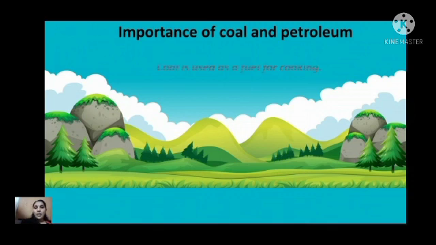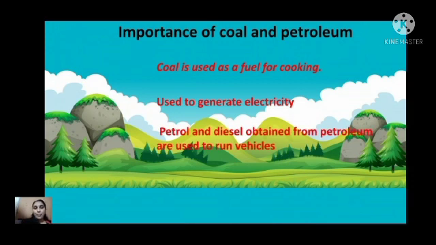Next we have to discuss the importance of coal and petroleum. First, coal is used as a fuel for cooking. And it is also used to generate electricity. The two fuels we get from petroleum are petrol and diesel, and we use them to run vehicles. And the other byproducts we get from petroleum are plastics, paints and cosmetics.